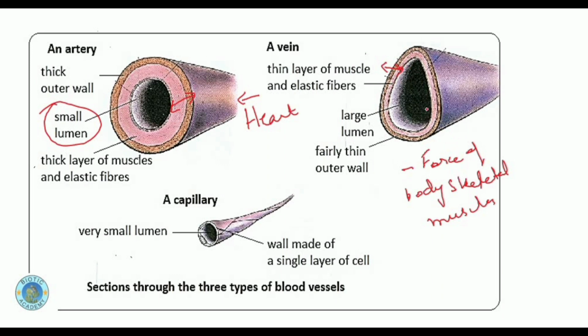So basically the veins have thin muscles and a broad lumen, and the force of the body skeletal muscles makes sure that the blood keeps flowing towards the heart from the foot till the heart.